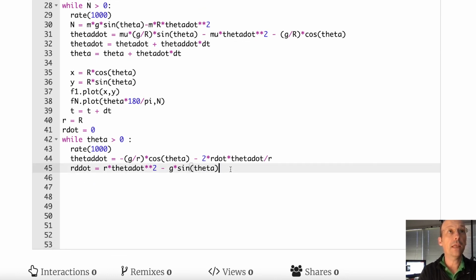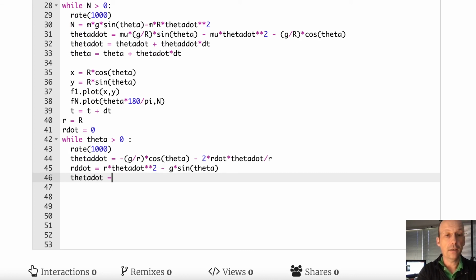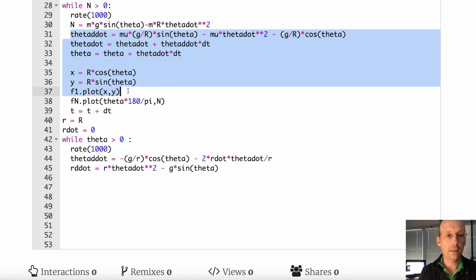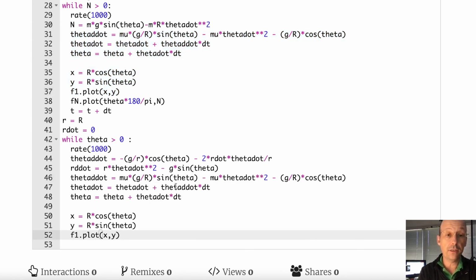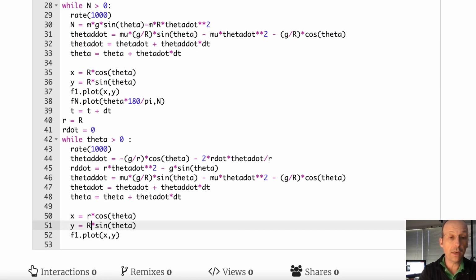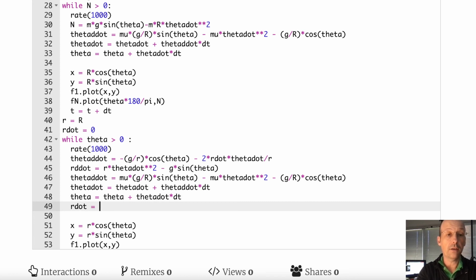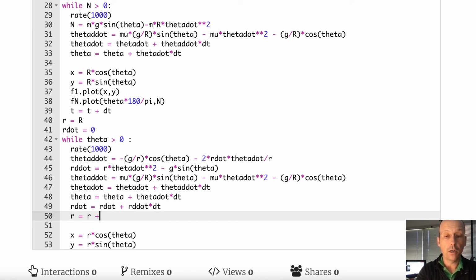Okay, so now I can update, put some spaces here. Now I can update theta dot equals theta dot. I could just copy the code. Actually, let's copy the code. Why redo things? So all this stuff I need to copy right there. But I also need to change this to lowercase r, and then I need to update r. R dot equals r dot plus r double dot times dt, and r equals r plus r dot times dt, and that should do it.